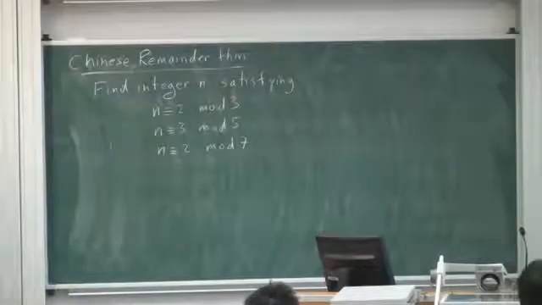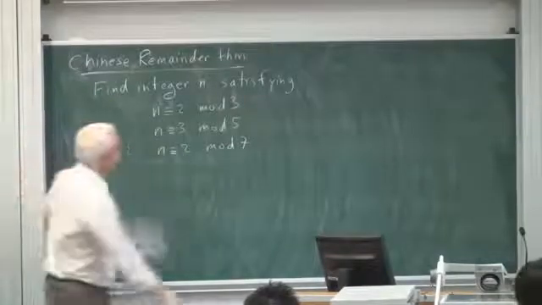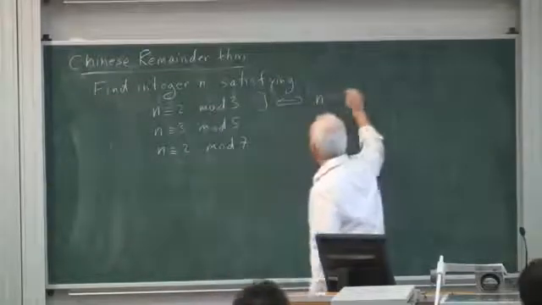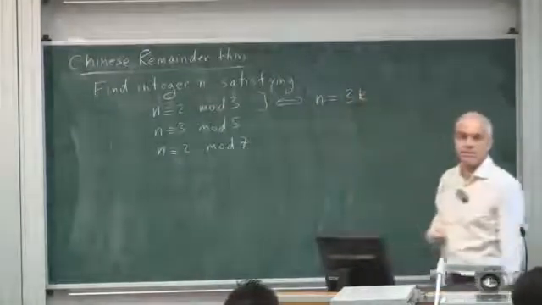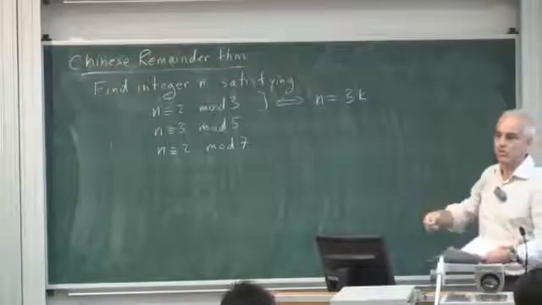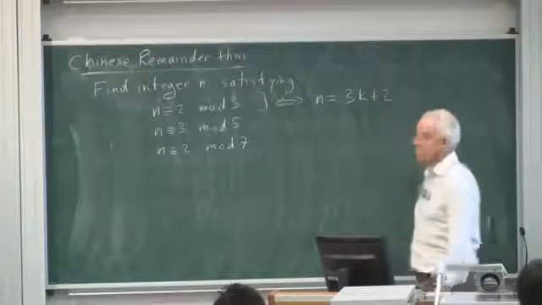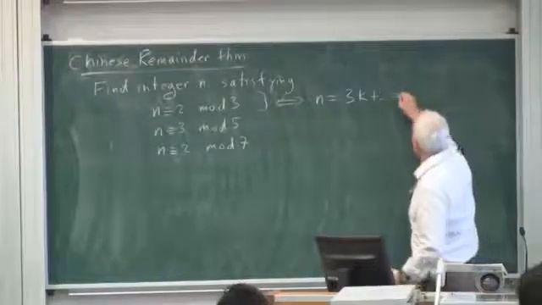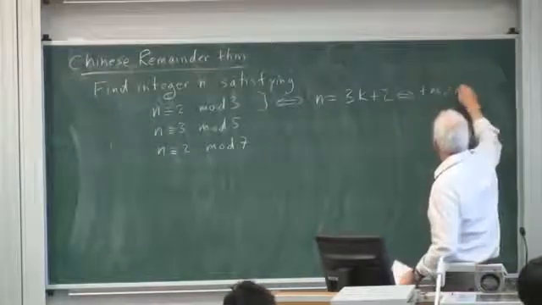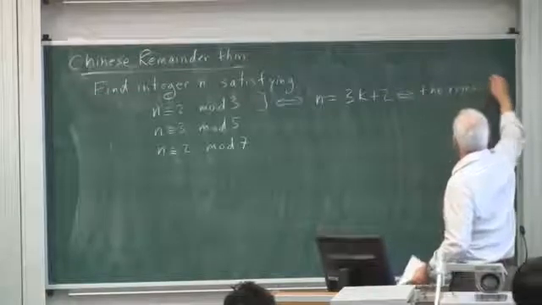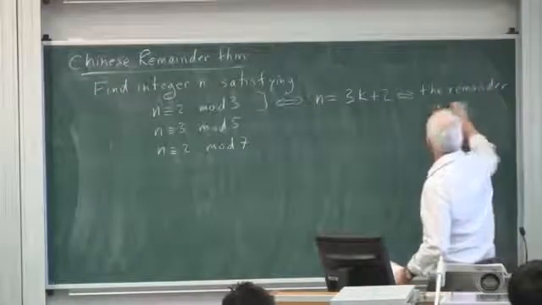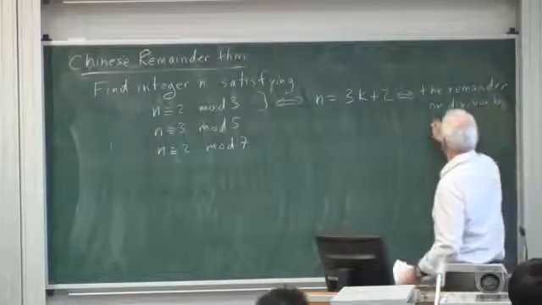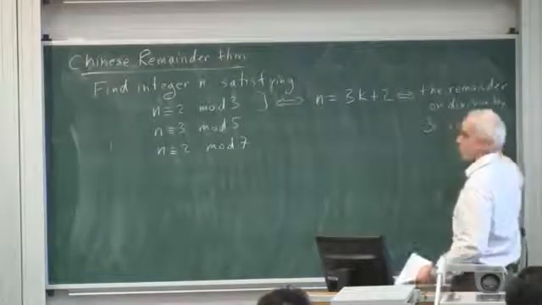So what does this mod notation mean? n congruent to 2 mod 3, what that means is that n is equal to a multiple of 3 plus 2. Or another way of saying it is that the remainder on division by 3 is 2.